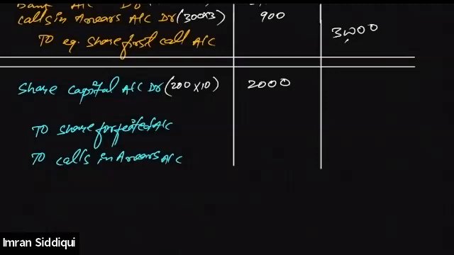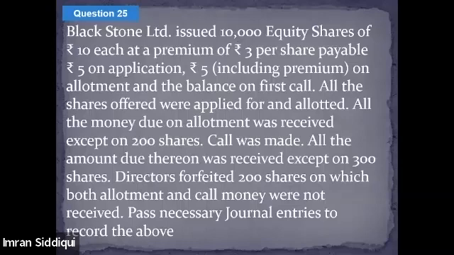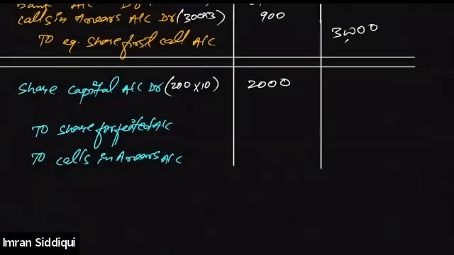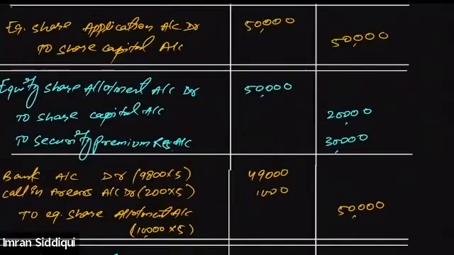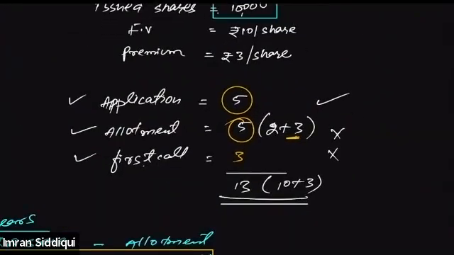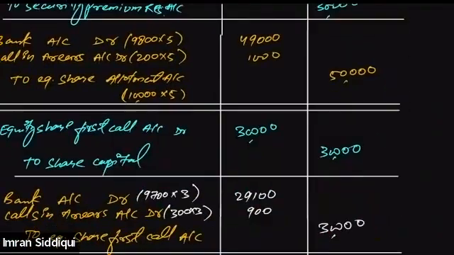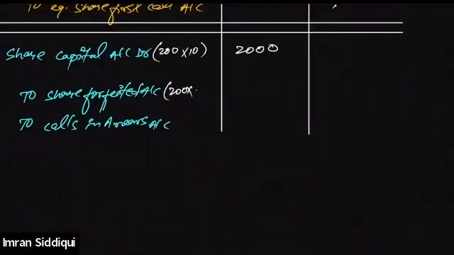Okay. Now tell me, since the company has decided to forfeit 200 shares in respect of which allotment and call money is not received, that means for these 200 shares, application money must have been received, right? That can only be forfeited. 200 into 5 rupees for application only can be forfeited, since the shareholder must have paid for the application only. Is that right? Yes, sir. So 200 into 5 will be 1000.